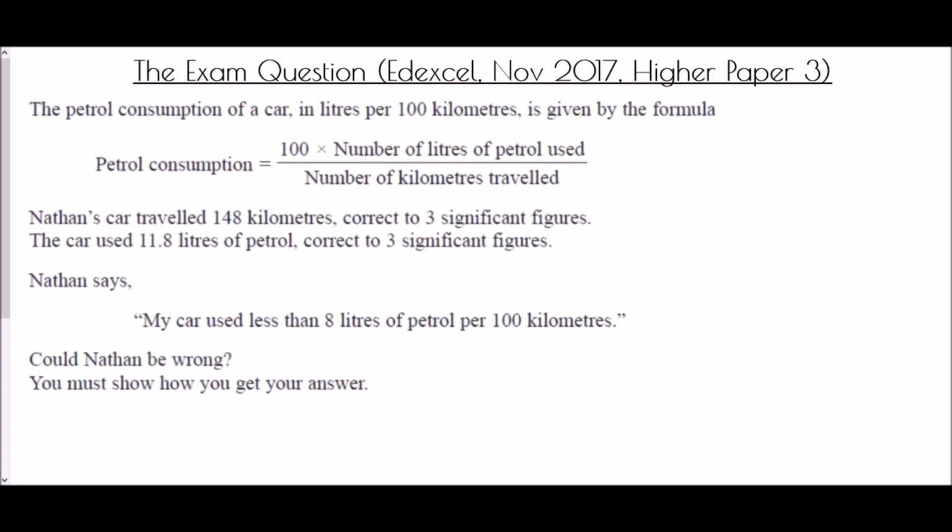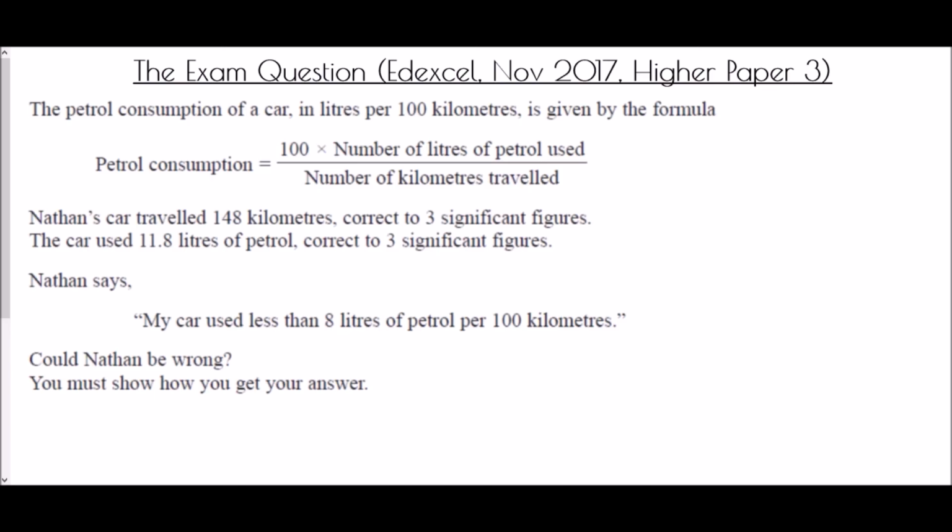And so finally we end with the exam question, and this came from the Edexcel paper in November 2017, and it was on higher paper 3. We get a lot of information to start with. The petrol consumption of a car in litres per 100 kilometres is given by the formula petrol consumption equals 100 times number of litres of petrol used divided by number of kilometres travelled. Nathan's car travelled 148 kilometres, correct to three significant figures. The car used 11.8 litres of petrol, correct to three significant figures.